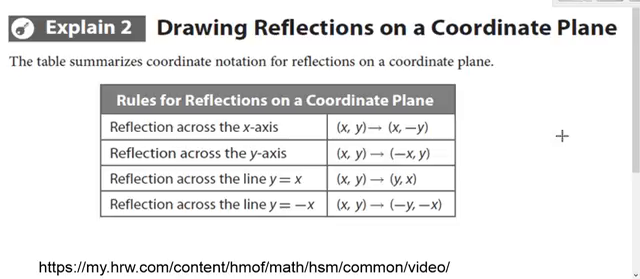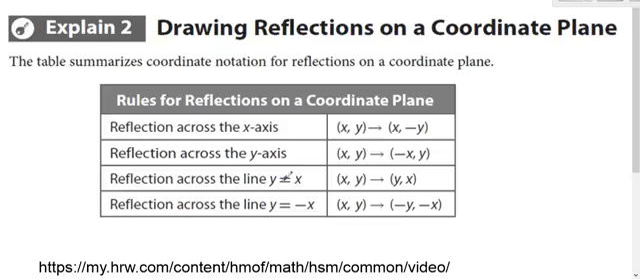So when you're doing these reflections in the coordinate plane, if you know the coordinates, there are rules that you can follow. Reflecting over the x-axis, you just make the y be negative. Reflecting over the y-axis, you make the x be negative. You just change the sign.